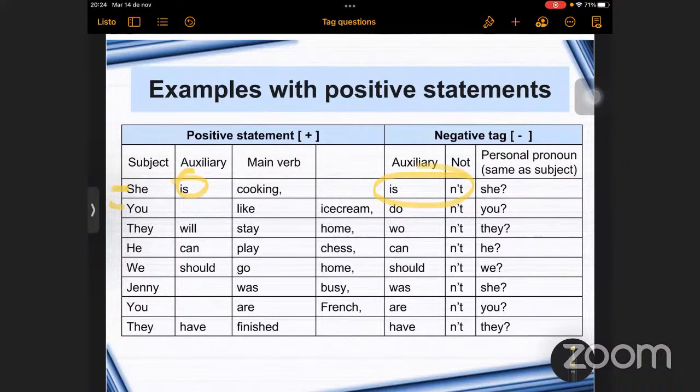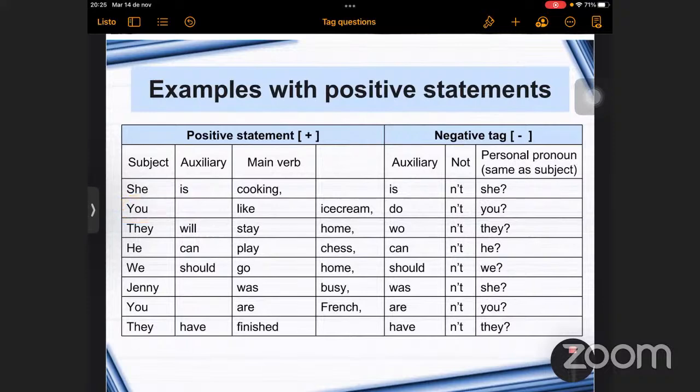Present simple, yes. And when you use the subject "you," what is the auxiliary for "you" in present simple? What's the auxiliary when "you"? Do. Do. Thank you so much. Okay, everything makes sense now.